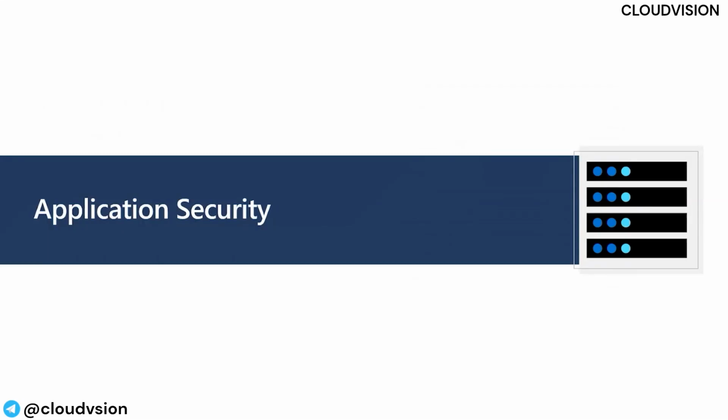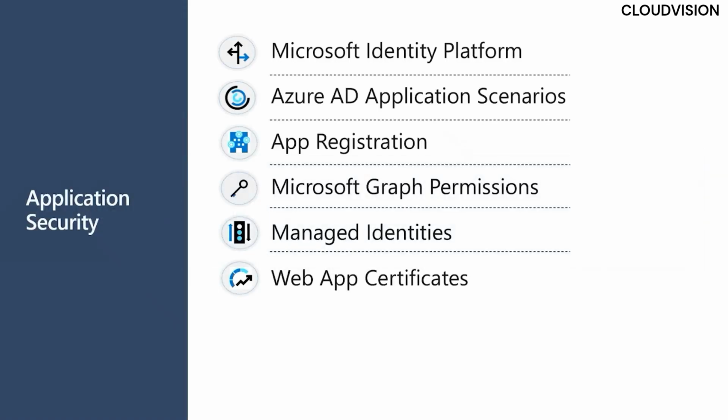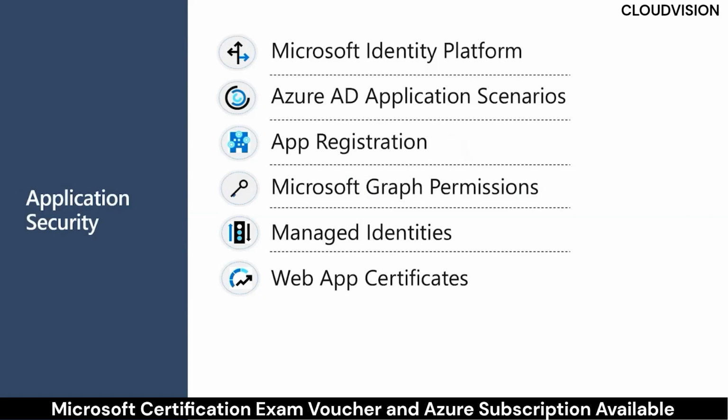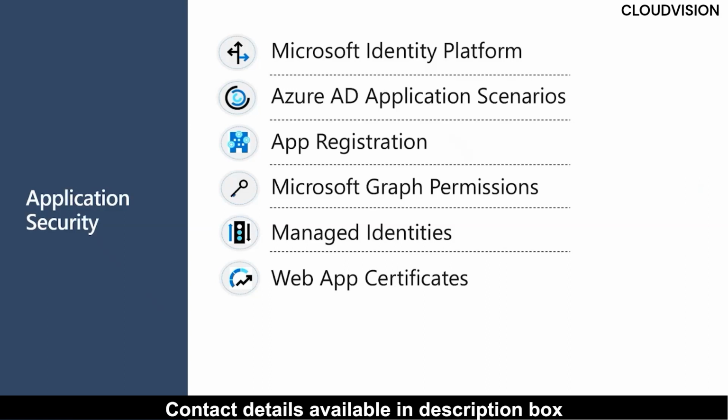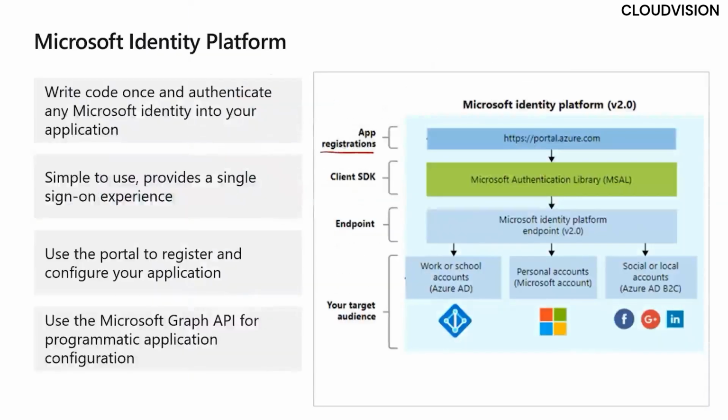Next, we have application security. Application security here means integrating applications with Azure Active Directory and securing those applications. First we'll talk about identity protection. Then we'll talk about AD application scenarios, app registration, graph permissions, and managed identities and certificates. There are a few more topics we'll discuss.